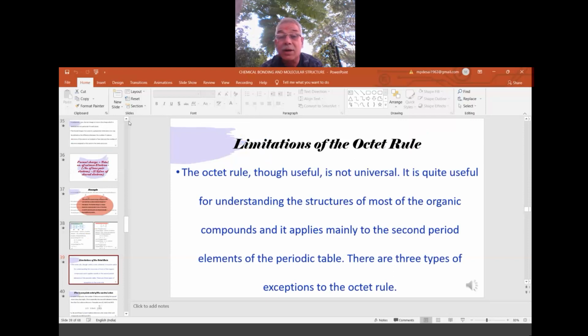Now, limitations of the octet rule. Again, same, structure of atom chapter, periodic table. So plus points, minus points, together we move. What are the minus points here? The octet rule, though useful, is not universal. It is quite useful for understanding the structures of most of the organic compounds, and it applies mainly to the second period elements of the periodic table. There are three types of exceptions to the octet rule.